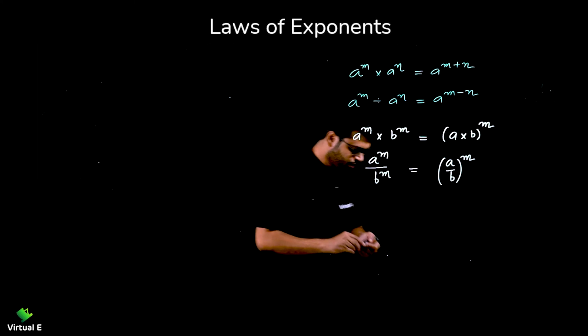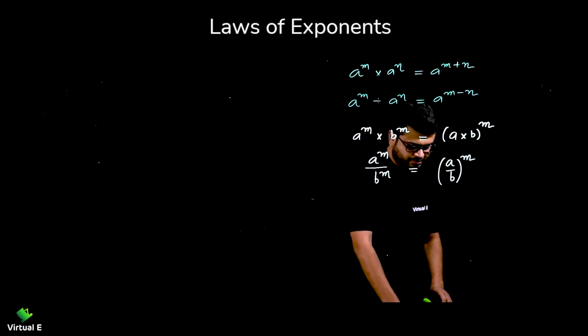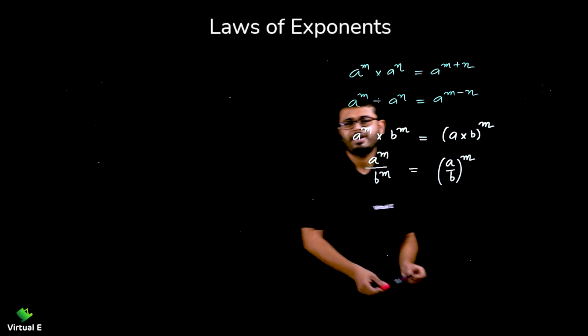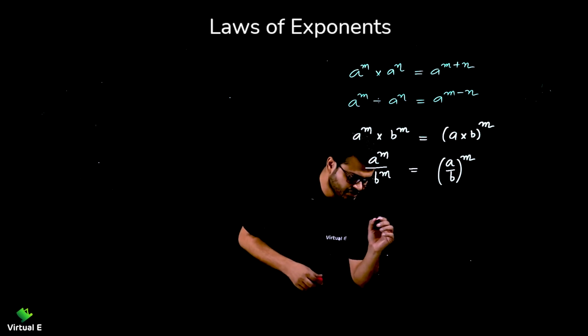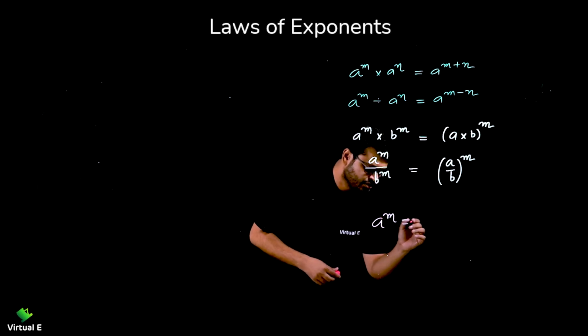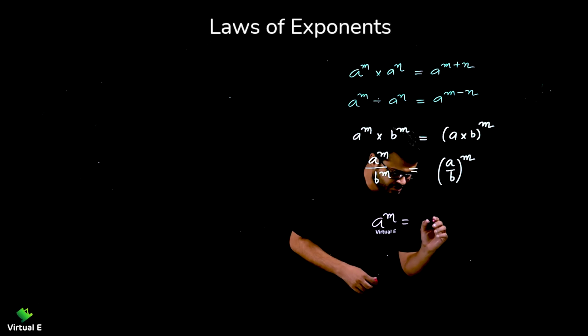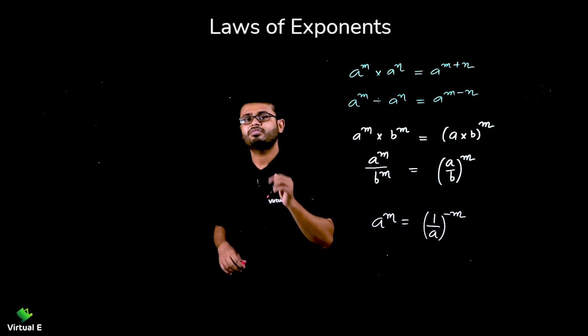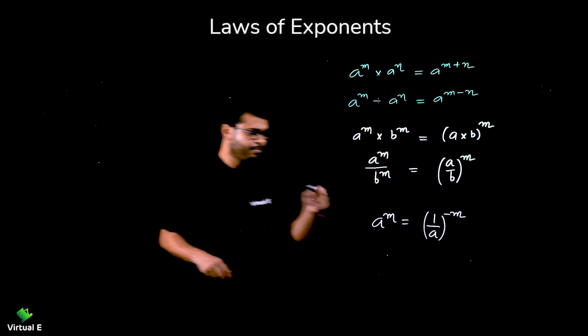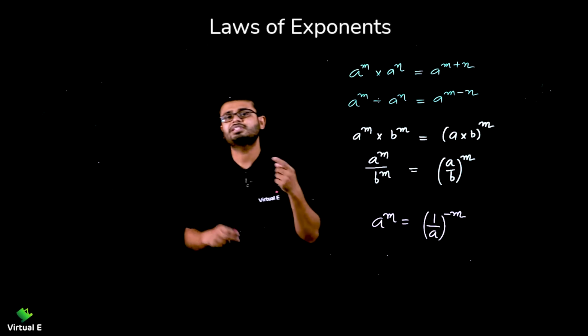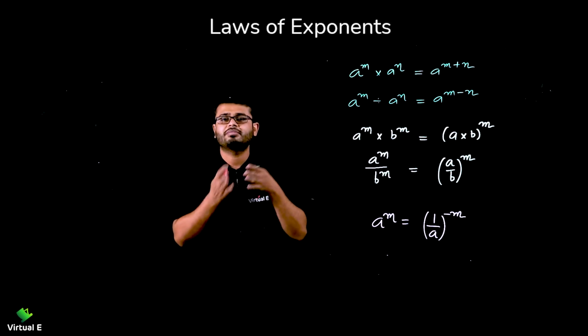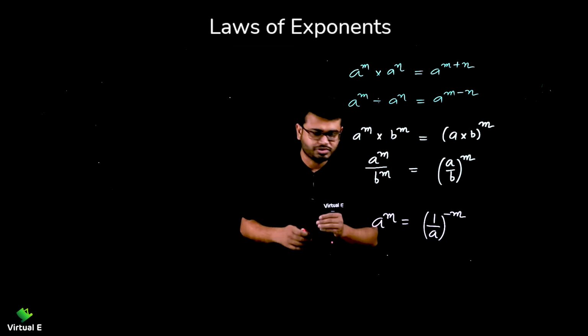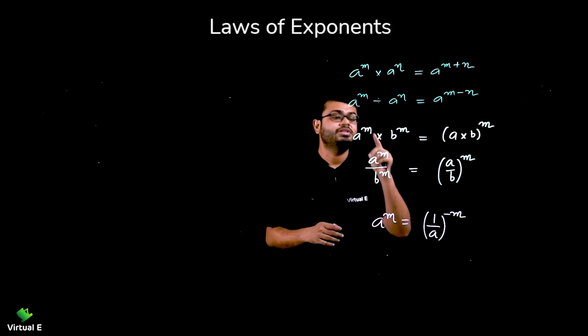Now suppose you want to change the power into some form of fraction, you have a raised to m here. If I change it into a fraction, that is 1 by a raised to minus m, right? So if you take the reciprocal of the base, the power will become negative, or you can say the sign will be changed, positive will become negative, negative will become positive, right? So these are the 5 laws.